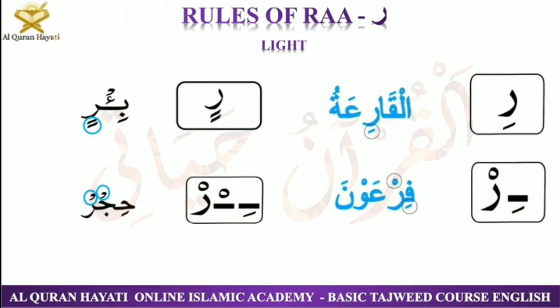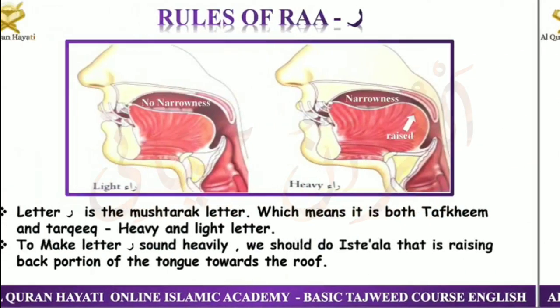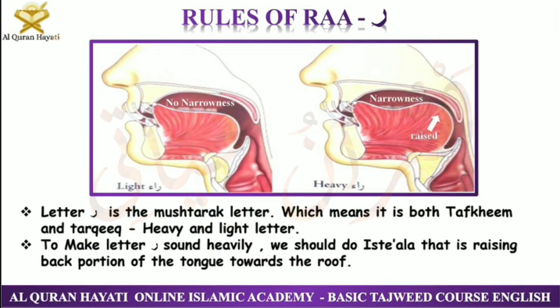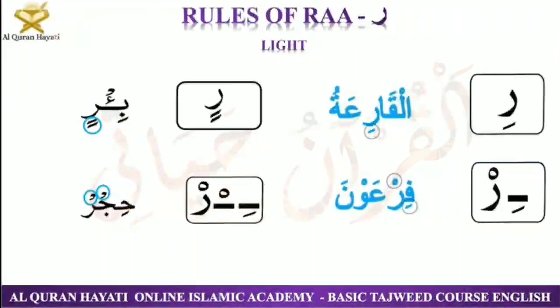I'll repeat everything again, inshallah. Ra is a Mushtarak letter. It can be both heavy and light. To make it heavy, we'll just have to do isti'ala, that is raising the back portion of our tongue. Okay, what are the rules of Ra? When does the letter Ra become light? If the letter Ra is in a state of Kasra, then that is light. If it carries Kasra, then it is light.